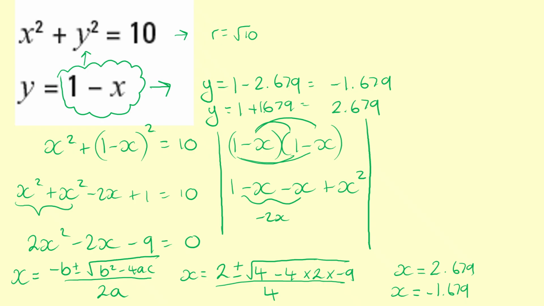So that gives me final values of when x equals 2.679, then y equals negative 1.679, and when x equals negative 1.679, y equals 2.679. Okay, let's have a go at another one.